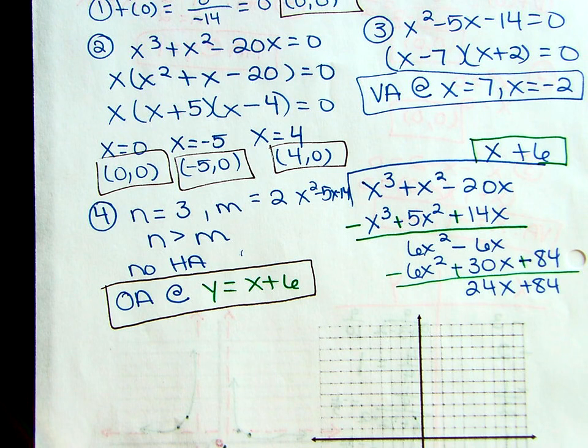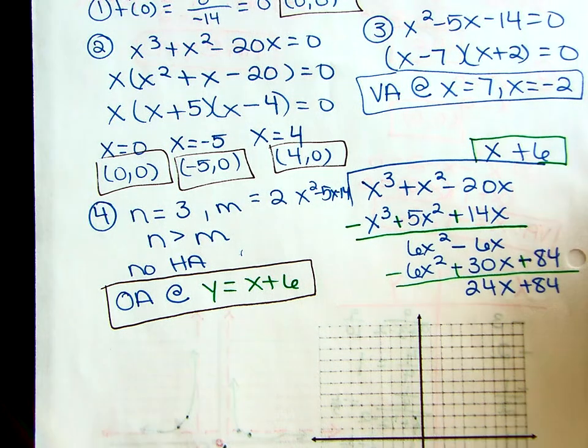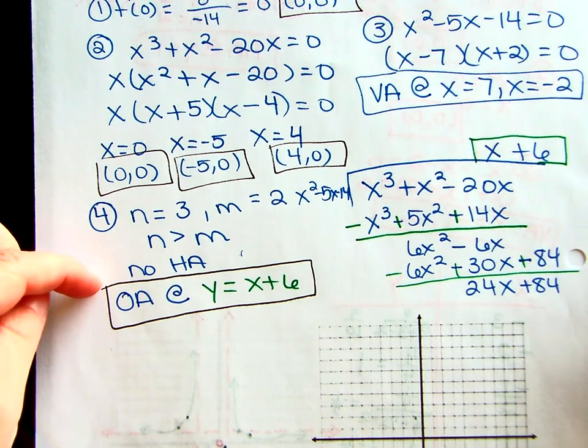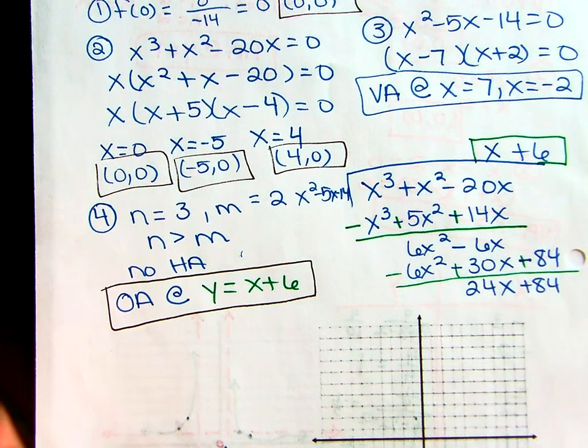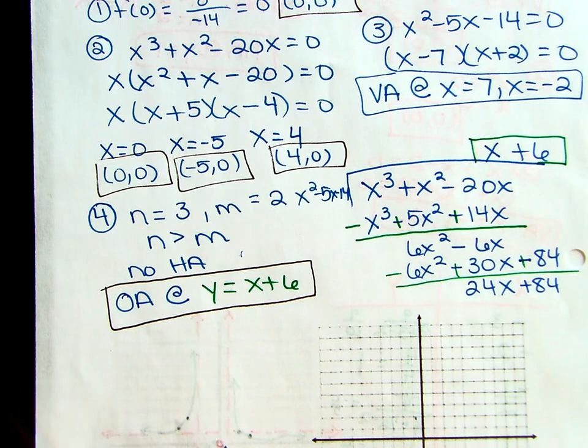So we found our x-intercepts, we found our y-intercept, we found our vertical asymptotes, we found our horizontal asymptotes, which we don't have any, we found our oblique asymptote, all kinds of asymptotes. Now, we graph everything that we have, and then we have to do our table to find all these other things.